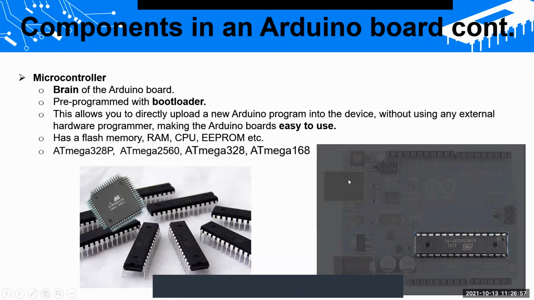Okay, now you have an idea about the microcontroller, and these are some microcontrollers. We call it Atmega 328P, then Atmega 2560, and like that you have several microcontrollers. This one is on Arduino Uno, this one on Arduino Mega, I think. Then Atmega 168, I think in the Arduino Nano, and Atmega 328 is also in the Arduino Nano, as I remember. So this is about the microcontroller.